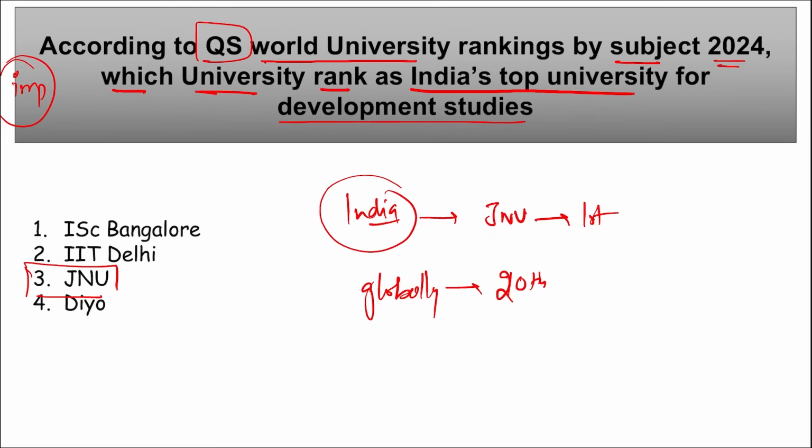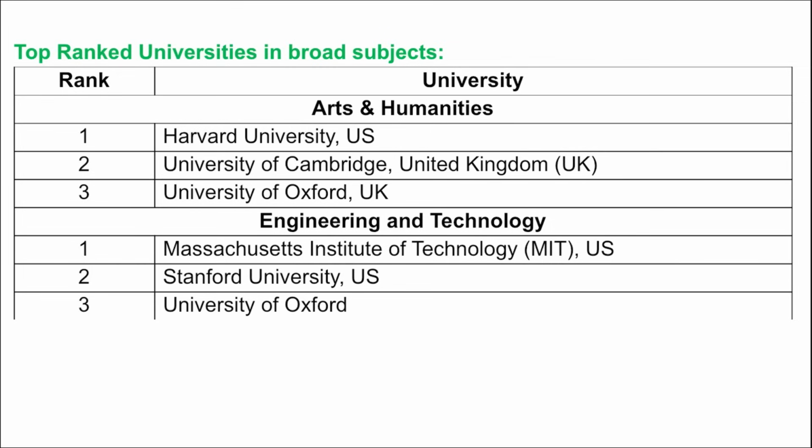And remember, Harvard University of USA secured the first position in 4 broad subjects, right? Now if we look at some of the rankings here, you can see Harvard University has topped in arts and humanities. Second, University of Cambridge. Third, University of Oxford. If we talk about engineering and technology, MIT of USA secured the first position, Stanford second, and University of Oxford third position. In life sciences also, Harvard University secured top position. In natural science also, Harvard University secured top position. And in social science and management also, Harvard University secured the top position.